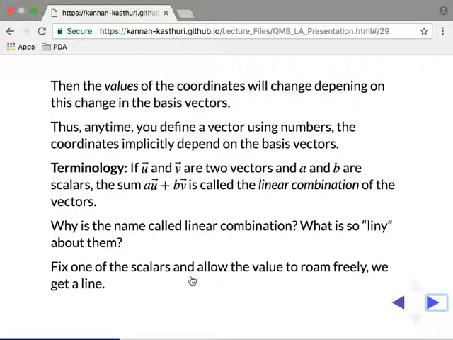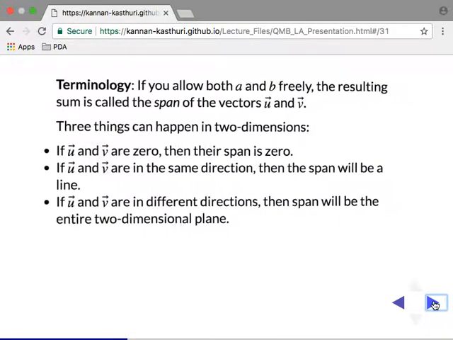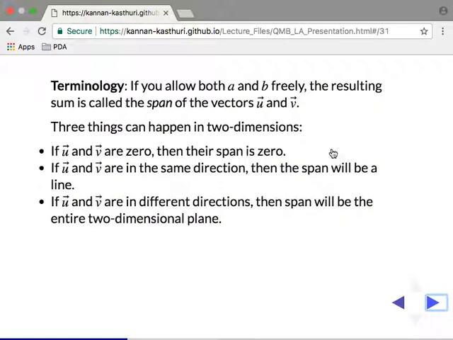The thing is this: if you fix one of them, say au, and change b, it's going to form a line. If you fix one and move the other, it's going to form a line, and that's why it's called a linear combination. Now, if you allow both a and b to roam freely in the space, the resulting set is called the span of the vectors u and v. So you allow a and b to roam freely, fixing u and v, which are the basis vectors.